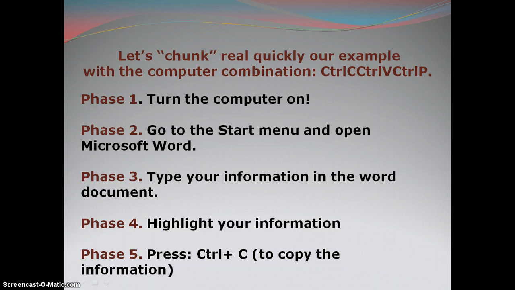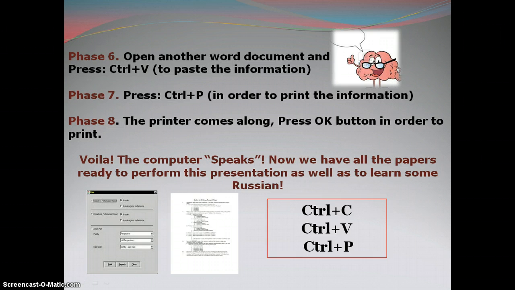Phase 4. Highlight your information. Phase 5. Press Ctrl plus C to copy the information. Phase 6. Open another Word document and press Ctrl plus V to paste the information. Phase 7. Press Ctrl plus P in order to print the information. Phase 8. The printer comes along. Press OK button to print.